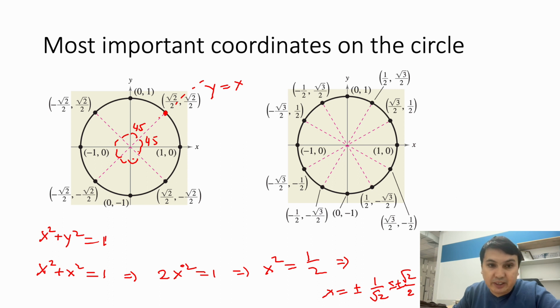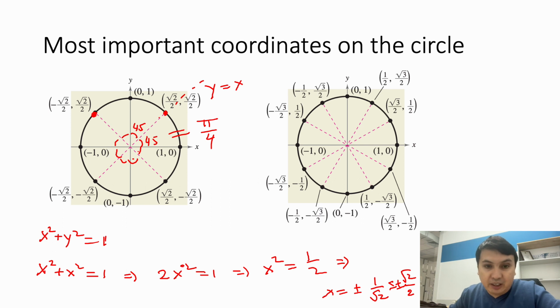So that's how you get x, but since x is equal to y, you get the same square root of 2 over 2 for y. And by symmetry, now you can see that this is minus square root of 2 over 2, comma square root of 2 over 2, and so forth. Okay? Now, these are important, right? 45 degrees, you remember, is pi over 4, right?